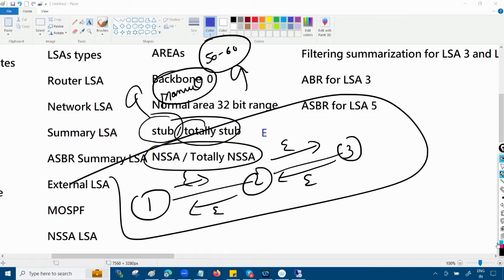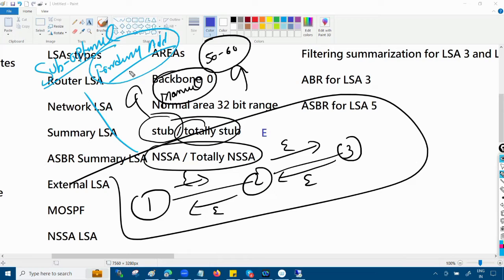And the NSSA area creates suboptimal routing, right? If you remember, we have seen the concept called the forwarding address. So the NSSA area creates a problem with suboptimal routing, and to avoid it, we have the concept called the forwarding address.